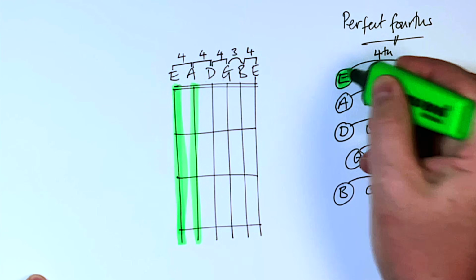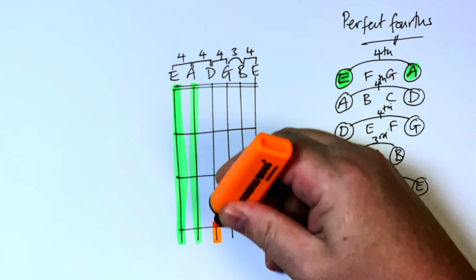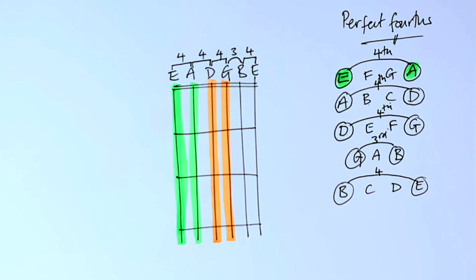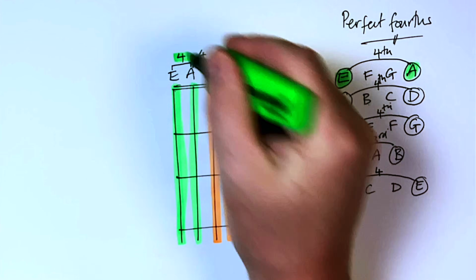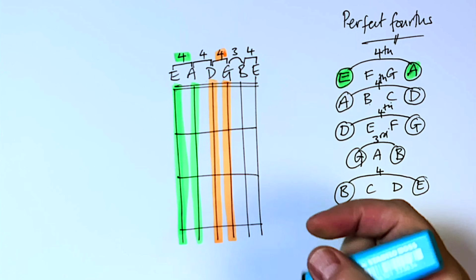Okay, so I'll just colour that in there like that. I think that just makes it nice and pretty. And then I'm going to go D and G string here. So there's the D and there's the G. You can see that's a fourth as well. So we've got a fourth here. And now let's do another one here. We can see that we've got the B and the E string.